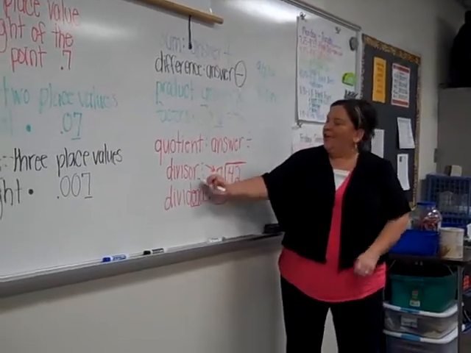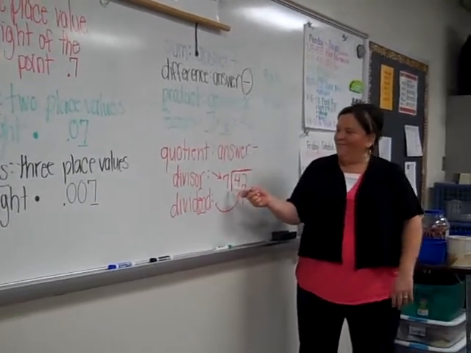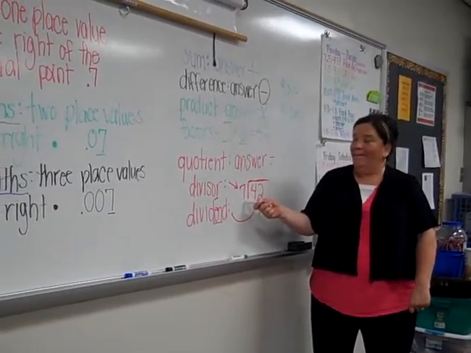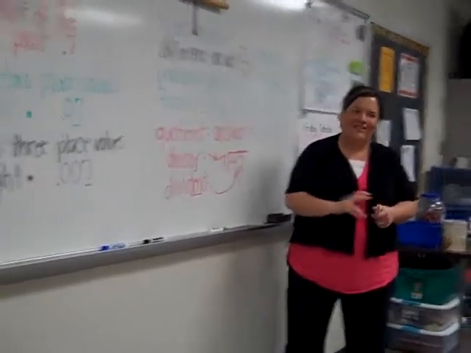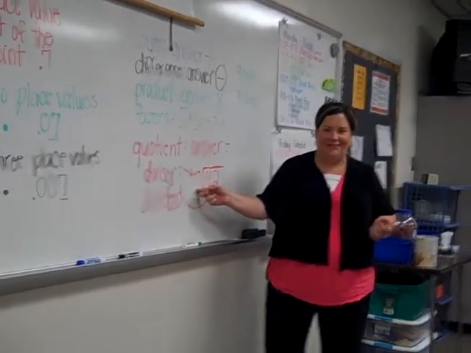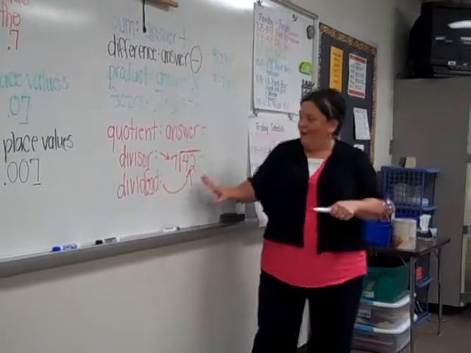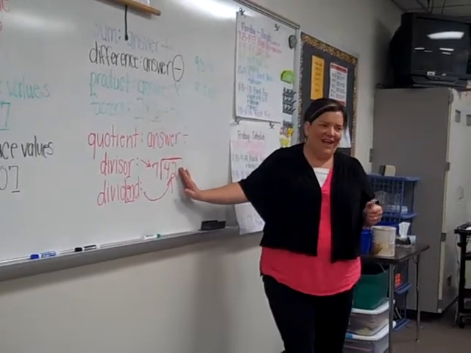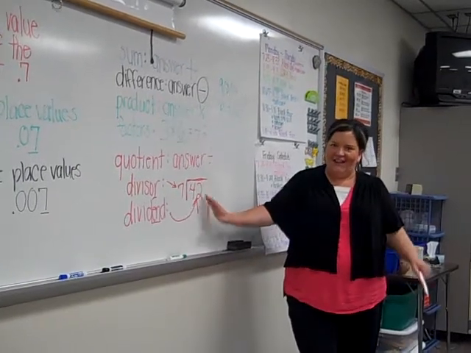It's the larger number. Usually it's the larger number we're dividing into. So the divisor is usually the smaller number that we're dividing by. And I try to remember divisor. It wants to get into the house. It's mad because it's outside of the division house. The dividend is already inside the division house. And that's usually the larger number we're dividing into.